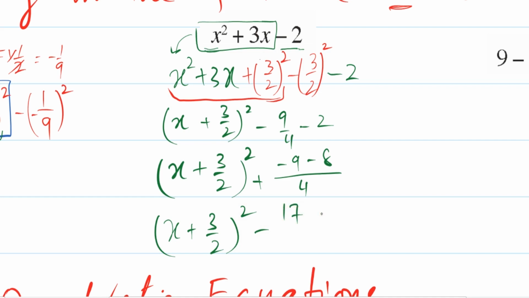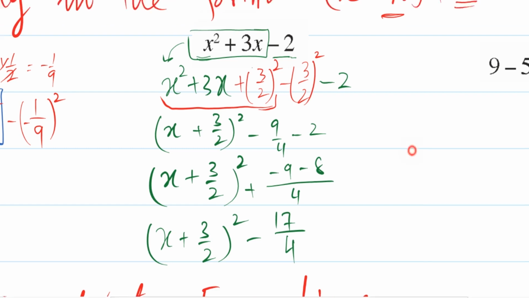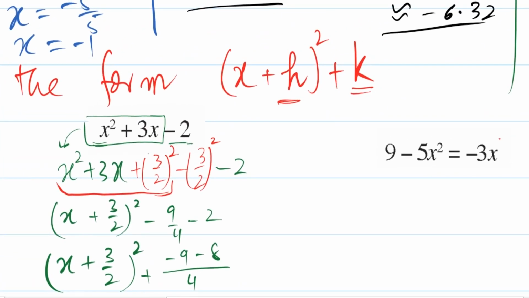If both the numbers have the same signs, we add them. If they have different signs, we take the difference, and with the answer we write the sign of the larger number. So minus 8 minus 9, having the same signs, they will be added. 9 plus 8 becomes 17, and the sign of the larger number is negative, so negative will be written as a whole, and over 4. So this is when we have 3 terms and we have to express this in the format x plus h whole square plus k.